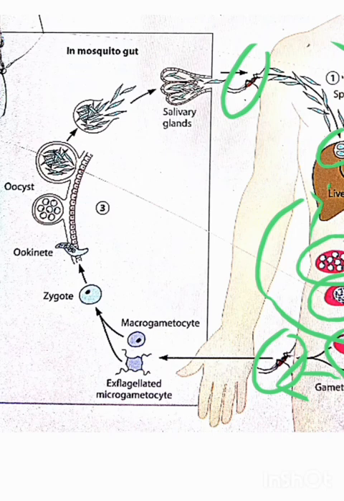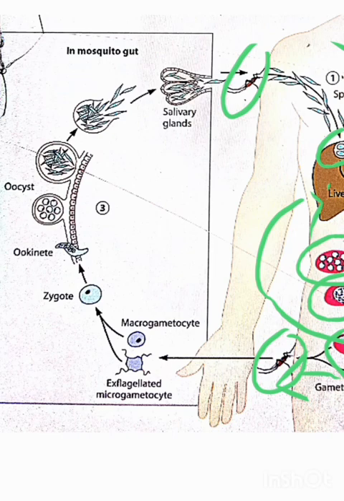What happens in the mosquito's gut? When a mosquito bites an infected person, it sucks up blood containing these gametocytes into the mosquito's stomach. The male gametocyte forms many microgametes. The female gametocyte becomes a macrogamete. They fuse to form a zygote, which develops into an ookinete.